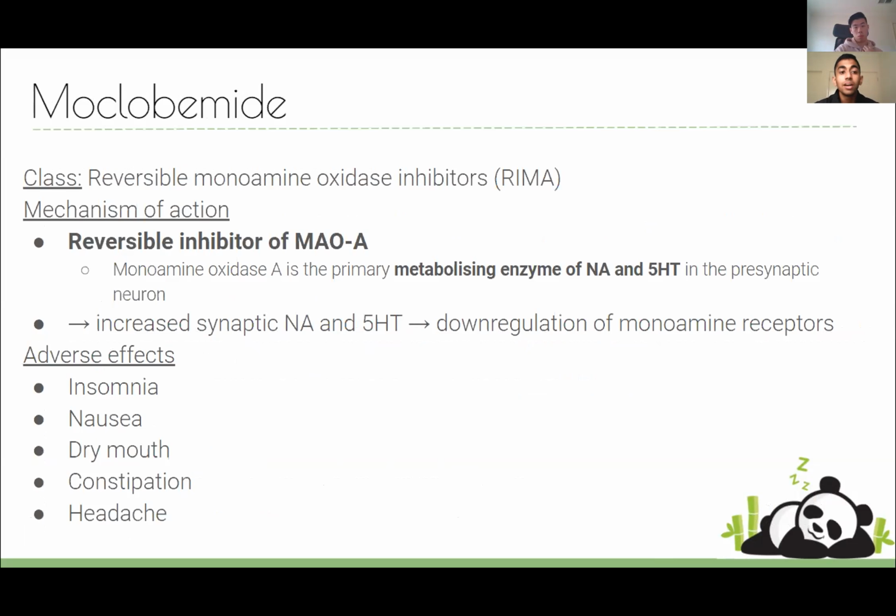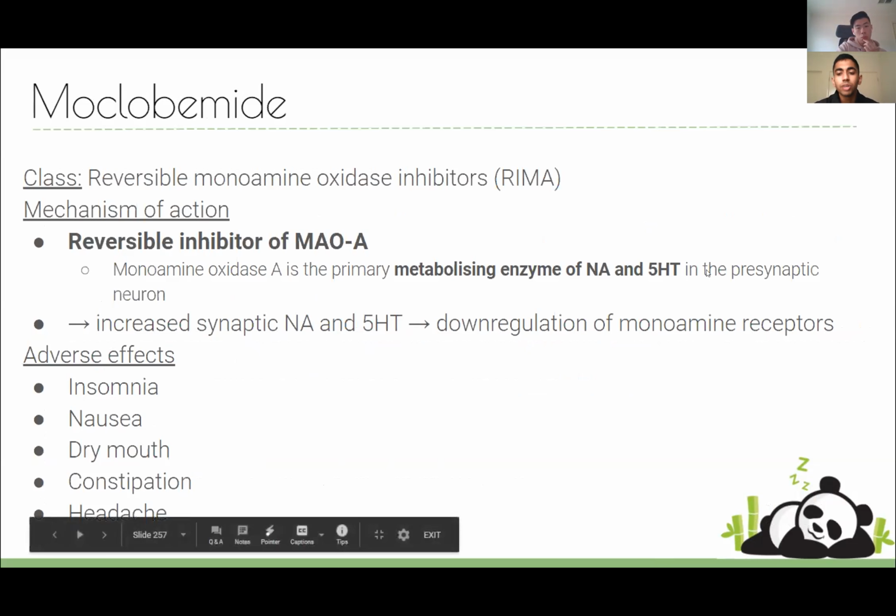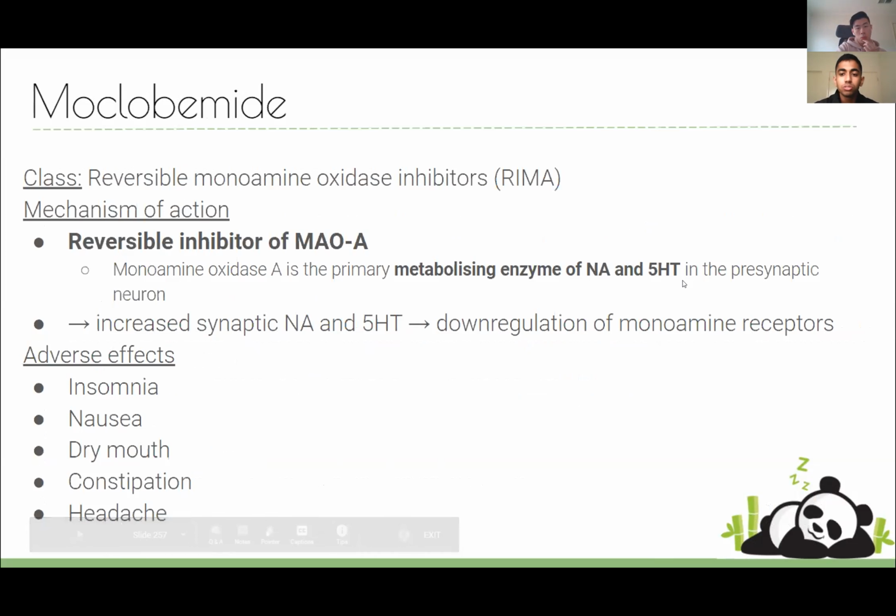Moclobemide, so this is a RIMA, a reversible monoamine oxidase inhibitor. So it's a reversible inhibitor of MAO-A. What does MAO-A do? MAO-A metabolizes our noradrenaline and serotonin. If we block MAO-A, we're going to get more noradrenaline, more serotonin. That's going to increase the amount of synaptic serotonin and noradrenaline, and it's going to downregulate those monoamine receptors. So we're going to prevent depression, basically.